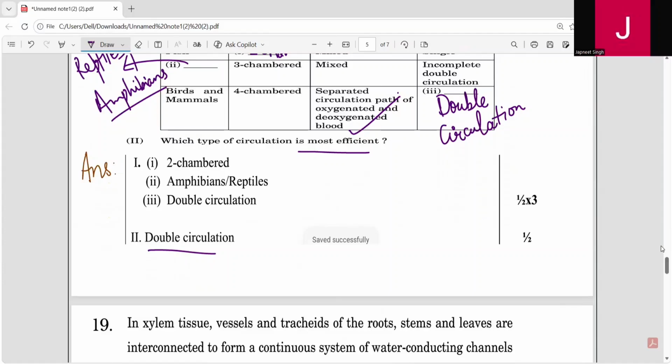And if they ask why double circulation is most efficient, because it completely separates oxygenated and deoxygenated blood and prevents mixing, ensures a highly efficient supply of oxygen to the body cells, and it's necessary for maintaining high metabolic rates and constant body temperature in warm blooded animals. If the question is in 2 marks, then you can write the explanation too.